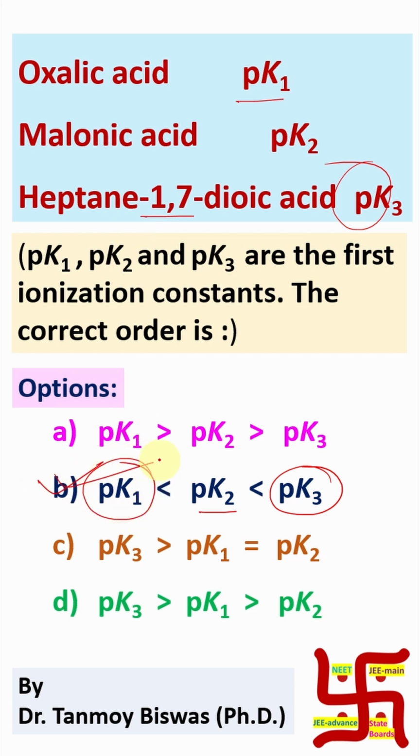Now students, if you get this question in an exam, how could you solve it in less than 30 seconds? You need to remember this relationship: higher the pKa, lower the acidity. Heptane-1,7-dioic acid has the least acidity because the two carboxylic acid groups are farthest away from each other. So this value will be the highest, and only one option is available. So using this, if you do a little practice, you can solve the question very quickly. So this is the overall discussion.